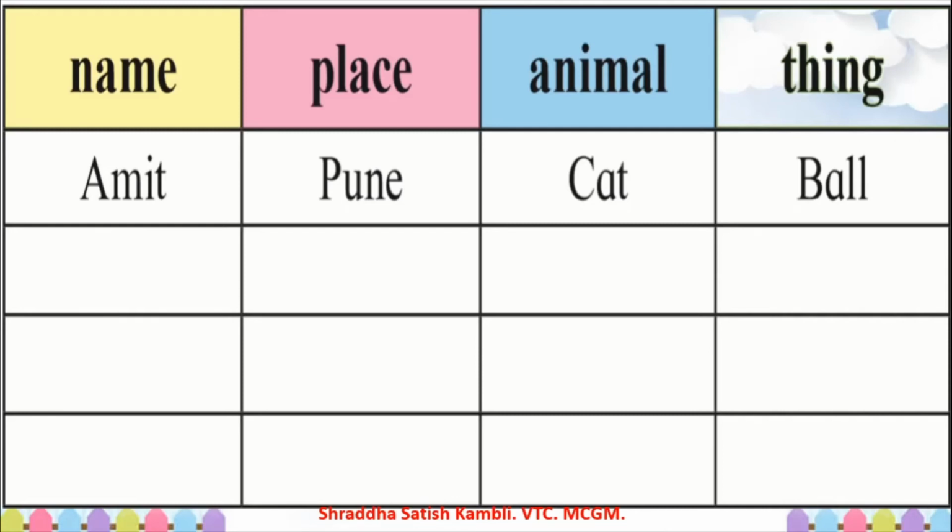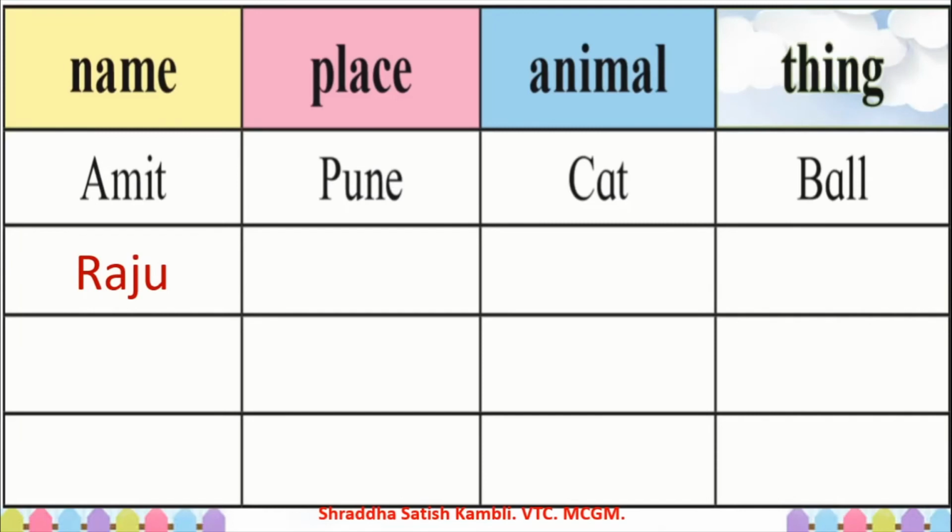This is a game. One line they have given you. So name of a person is Amit. Name of a place is Pune. Name of an animal is cat. And name of a thing is a ball. Alright, so let us write some more names here and add it to the list.